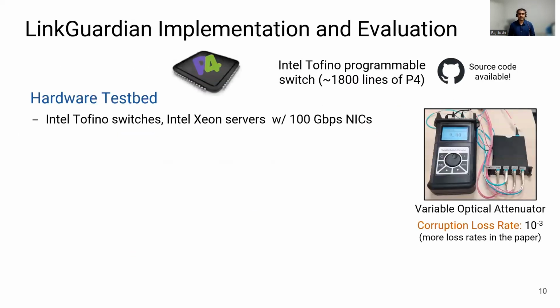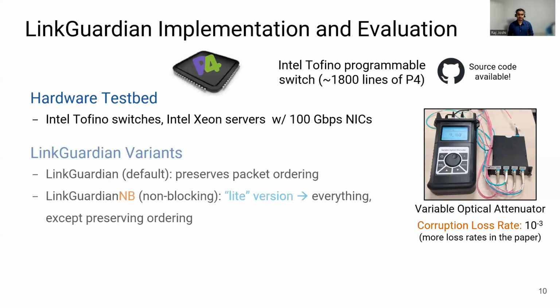LinkGuardian is implemented on an Intel Tofino switch in around 1800 lines of P4 code, and we evaluate it on a hardware testbed consisting of Intel Tofino switches and Xeon servers equipped with 100 Gbps NICs. We also use a special instrument called the variable optical attenuator to introduce a corruption loss rate of 10 to the power minus 3. In evaluation, we consider two variants of LinkGuardian. LinkGuardian, the default variant that preserves packet ordering, and LinkGuardian NB, NB standing for non-blocking, is basically a light version of LinkGuardian which does everything that LinkGuardian does except preserve packet ordering.